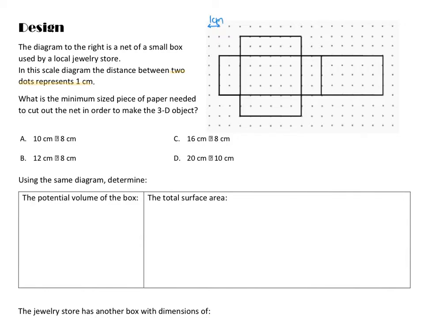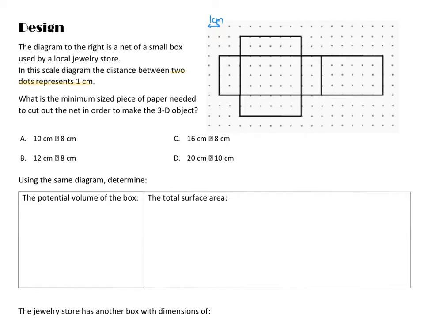Now, to answer this question, what is the minimum size piece of paper needed to cut out the net in order to make the object? We're going to look at all of the different dimensions of this box. And if you were having trouble with this at all, it would be worth your time to actually cut out the box so you could picture how it gets folded into a box. So you could always take your paper and do a little cutout of it around all of the edges, around the outsides only.